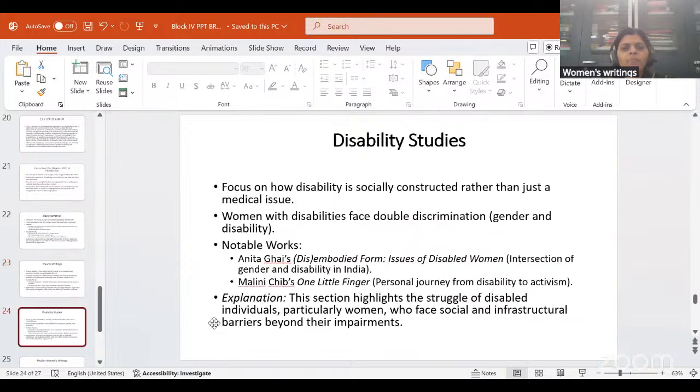Right, moving on. Disability studies also is a part of it. So focusing on how disability is socially constructed rather than just a medical issue. So women with disabilities face double discrimination, gender and disability, when we look at it. So to understand this, we need to go through the notable works like Anita Ghai's Disembodied Form: Issues of Disabled Women, Intersection of Gender and Disability in India. Similarly, Malini Chib's One Little Finger, which is a personal journey of the writer from disability to activism. So this section highlights the struggles of disabled individuals, particularly women, who face social and infrastructural barriers beyond their impairments.